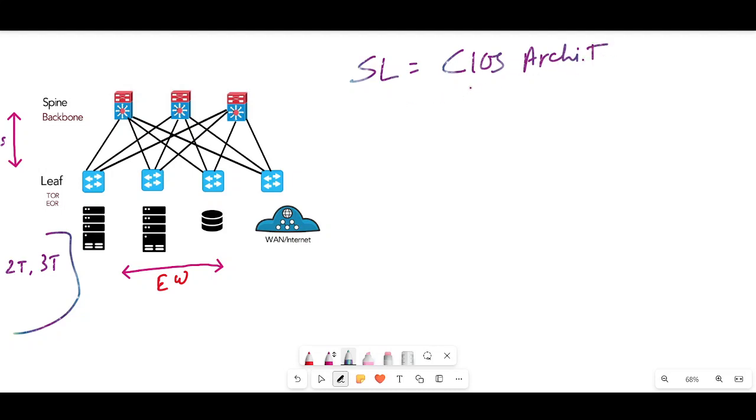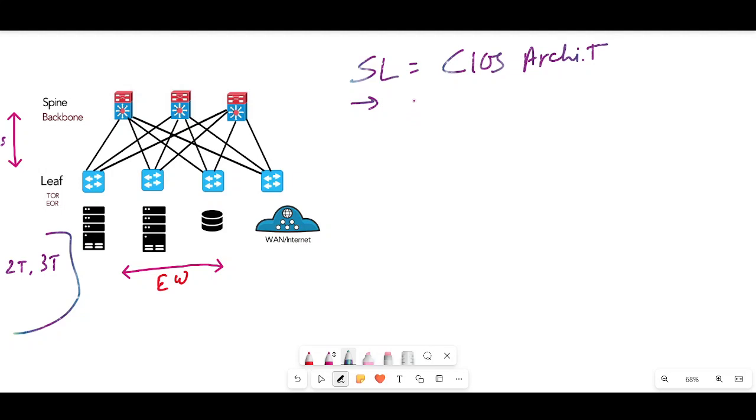Now, there are some features about spine leaf architecture. If you look at this figure, you will get more information. We will tell you in depth about this. Look at this figure. Every leaf is connected with every spine.